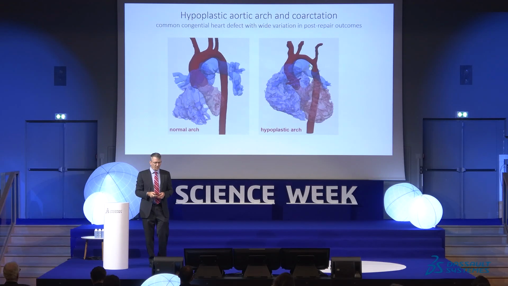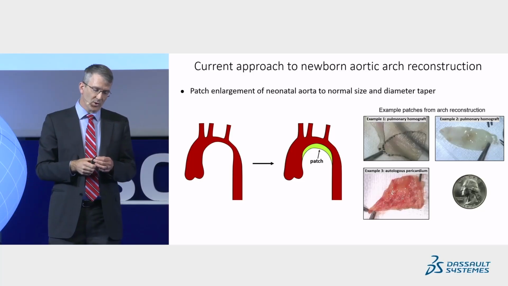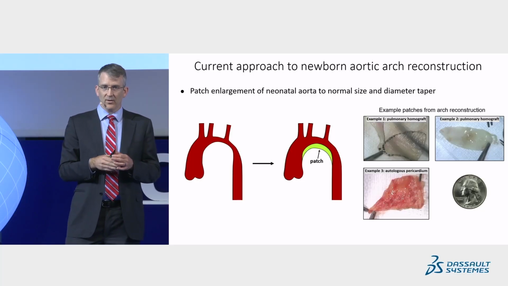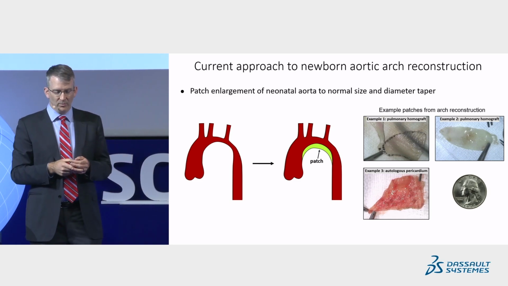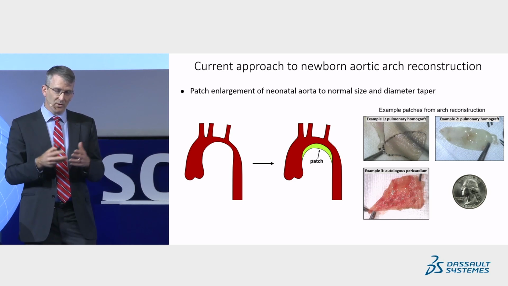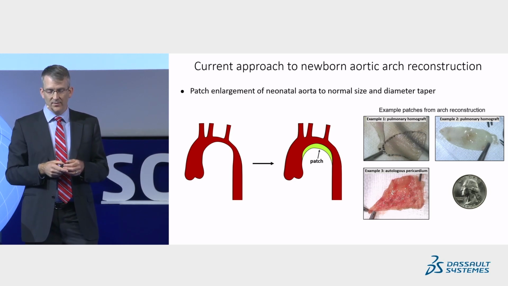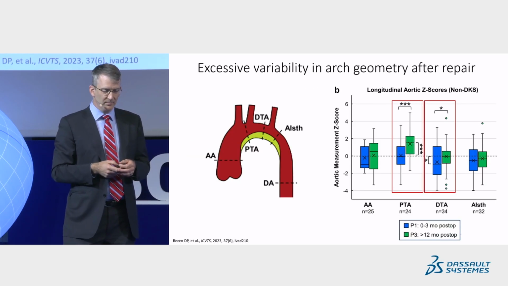And how we repair this right now is we enlarge that entire aorta with a patch, and often we'll use pulmonary homograft, which is quite a stretchy anisotropic patch material. Some surgeons will use autologous pericardium, but there's wide variation in how those patches are initially cut and then trimmed in the operating room to achieve the result. And of course, this is done on newborn children who are 5, 6, and 7 pounds, and so the quarter gives you a sense for how small these patches are.